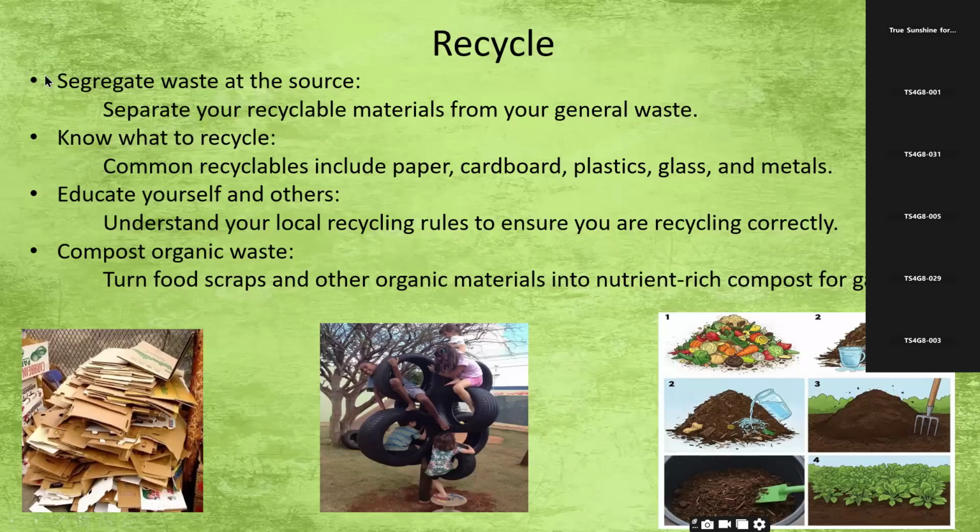Recycle: segregate waste at the source. Separate your recyclable materials from your general waste. Know what to recycle. Common recyclables include paper, cardboard, plastic, glass, and metal. Educate yourself and others. Understand your local recycling rules to ensure you are recycling correctly. Compost organic waste. Turn food, grain, and other organic materials into nutrient-rich compost for the garden.